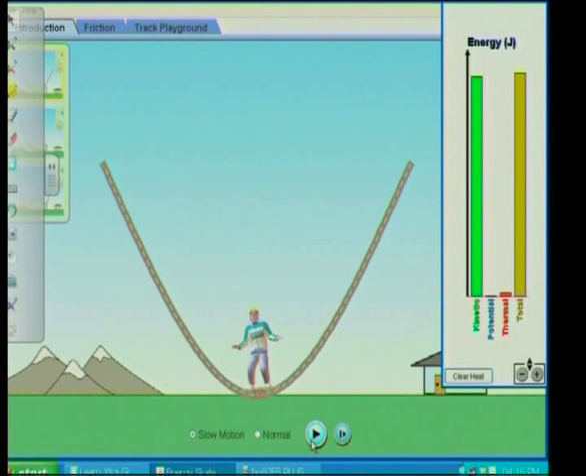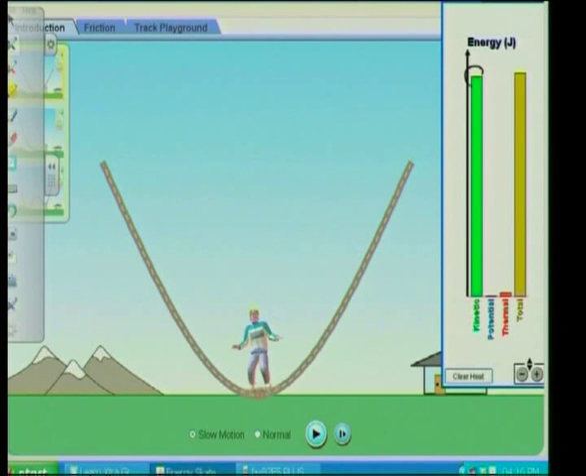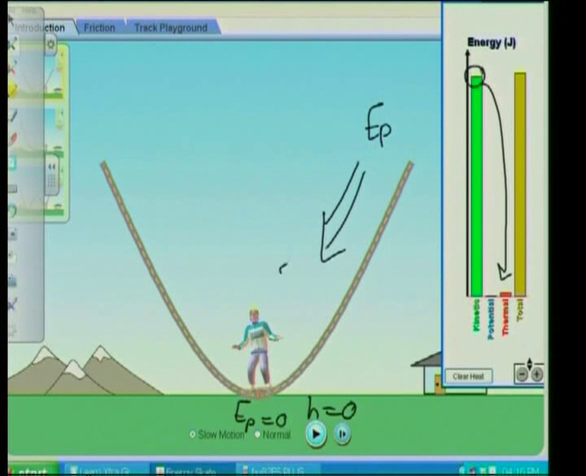All his kinetic has come from the potential. So at this point, potential equals 0 because his height equals 0. What has happened is all this potential has changed and become kinetic, which means at this bottom point, his velocity is now at a maximum, whatever that might be.